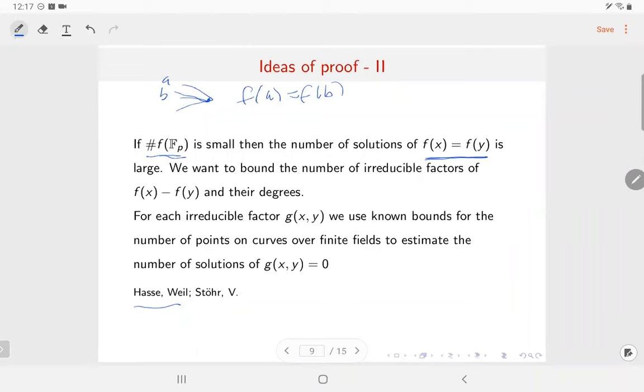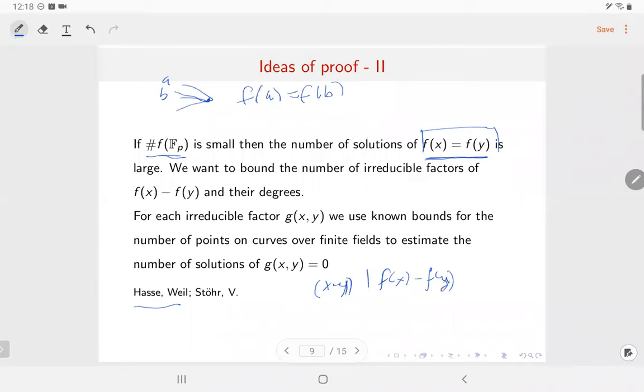So one issue that we have in applying the Weil bound directly to this equation is that this equation is not irreducible, right? This equation, f of x minus f of y, is divisible by x minus y, right? So it certainly has one factor, and it can have many other factors.